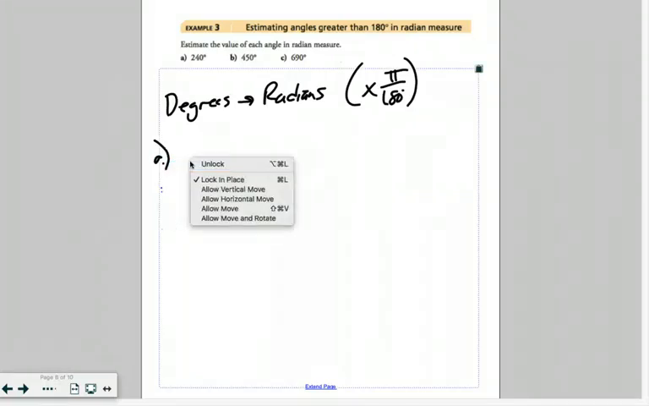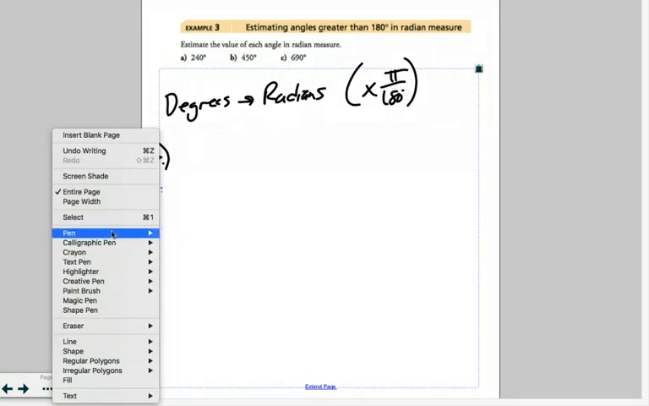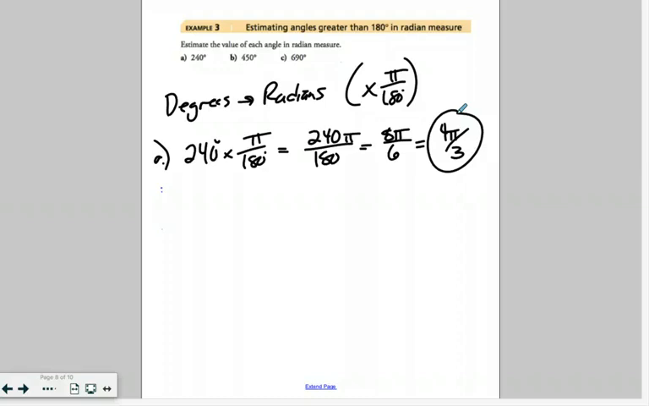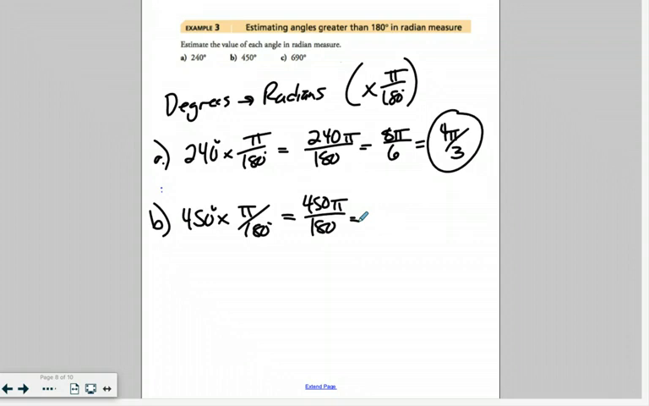So here, I would take that 240 times pi over 180, so then that's 240 pi over 180. Reduce your fraction. Both of those are divisible by 30, so that's going to be 8 pi over 6, which reduces again, both are divisible by 2, so 4 pi over 3. So there's my value in radians. Do the same thing here, that 450 degrees, multiply it by pi over 180. That's going to give you 450 pi over 180. Again, reduce your fractions.